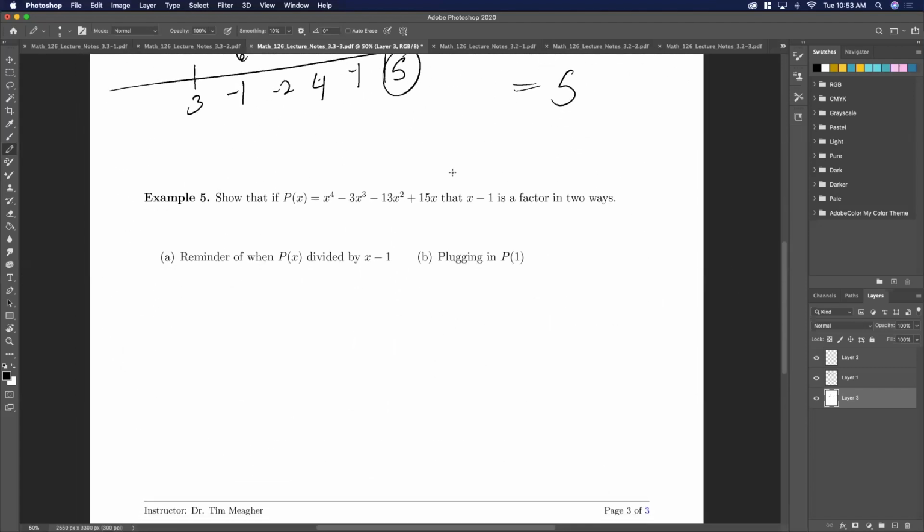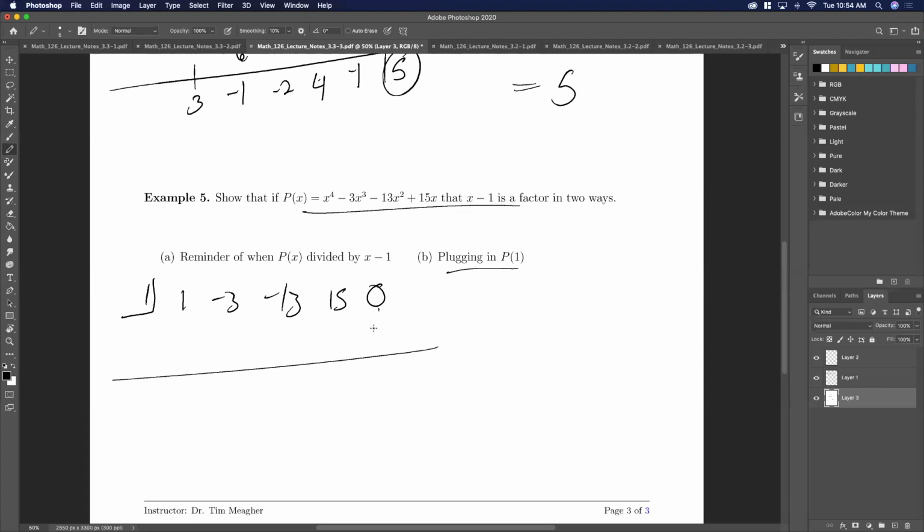All right, so the last thing we want to do, this is what we really care about for next time, is showing things are a factor. So we can either plug it in and get 0, or we can do this. And so here, x minus 1, I'll have 1. Here, this will be 1, minus 3, minus 13, 15, and then 0. So even if you don't have a constant term, you still put in the 0. Or we could plug it in. And actually in this case, plugging it in is slightly faster, in my opinion.